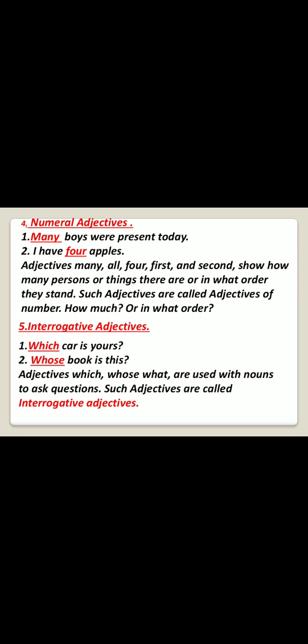Number 5, interrogative adjectives. Interrogative adjectives are used with nouns to ask questions. So we will see that here. Number 1, which car is yours? Number 2, whose book is this? Here, which and whose are interrogative adjectives. Why? Because they are asking questions. So, adjectives which, whose, what are used with nouns to ask questions. Such adjectives are called interrogative adjectives.